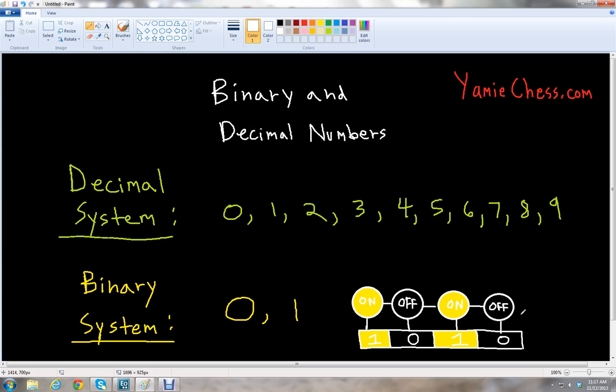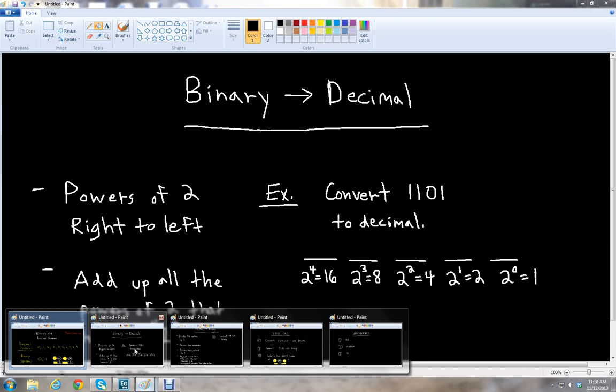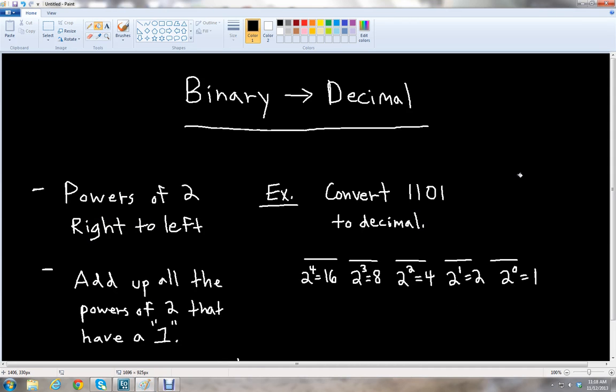So the decimal system is a base 10 system with the 10 digits 0 to 9, and the binary system is a base 2 system with the two digits 0 and 1. So let's look at how to convert from binary to decimal.